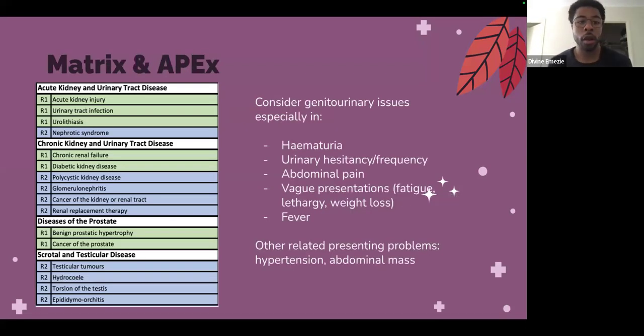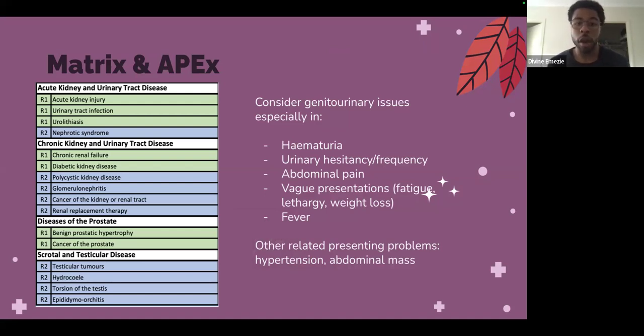Here's your matrix. Like I said, I think knowing the R1s tells you what you need to know the management of. The R2s tell you what you need to know the clinical features of. And then we also have some other R2s in the scrotal and testicular disease section where you're, again, more so thinking about just the clinical features.